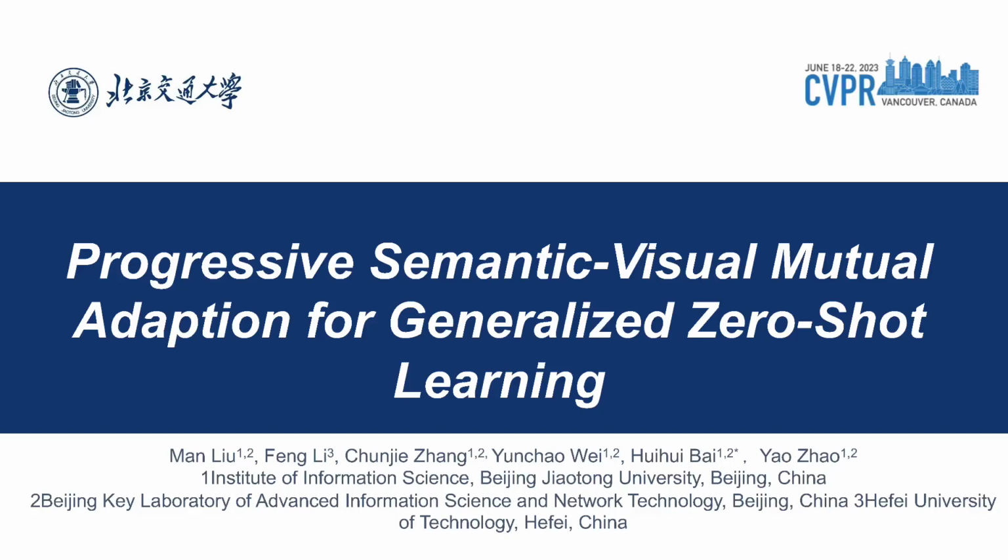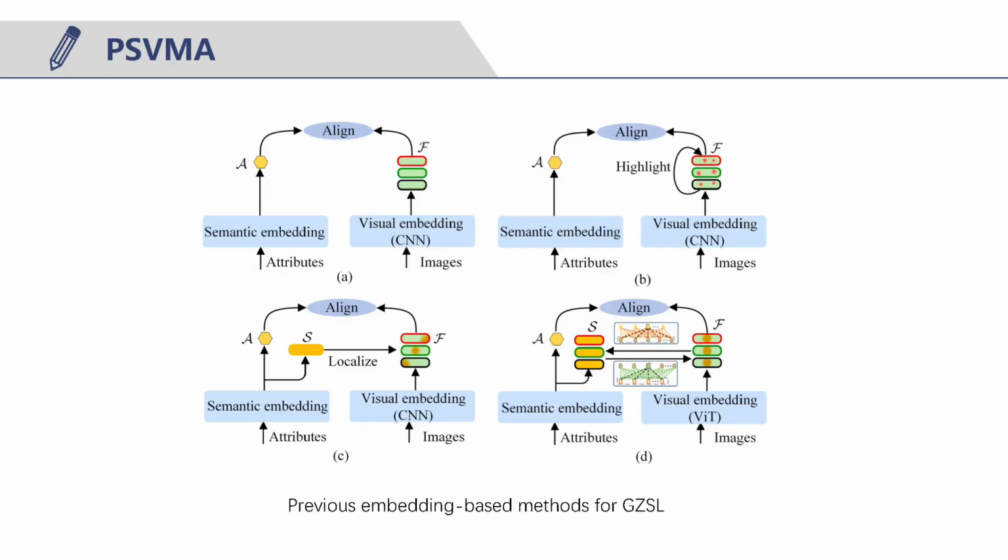We propose a progressive semantic visual mutual adaptation PSVMA network by deploying the dual semantic visual transformer module for generalized zero-shot learning. Early embedding-based methods embed category attributes and visual images and learn to align global visual representations with corresponding category prototypes. Some works apply attention mechanisms to highlight distinctive areas. More recently, semantic-guided approaches are proposed to employ the sharing attribute and localize specific attribute-related regions.